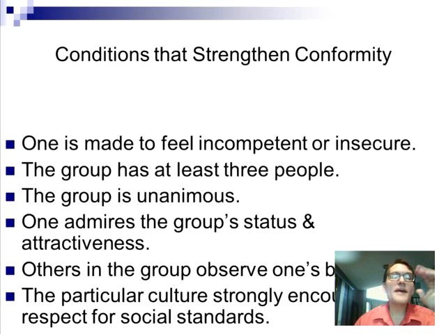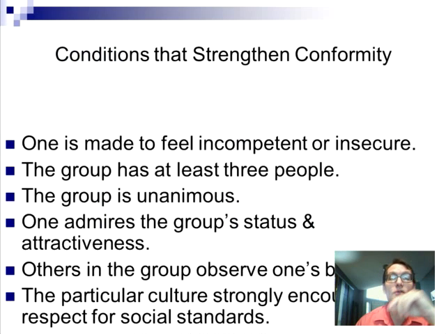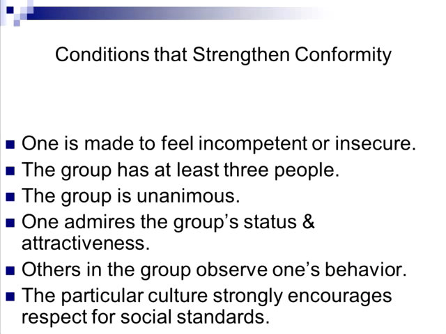Conformity is stronger if a group has at least 3 people, and the group is unanimous. Turns out that if there's even one person that comes along and says the correct answer of 2, the real participant will always get the correct answer 2. You just need one person to help you out. If you admire a group's status or attractiveness, you'll be more likely to conform. Or let's say, for example, you're the new employee. You're far more likely to conform to company standards if you're the new guy. Okay? And if others can see your behavior. Yeah, that's a different one.